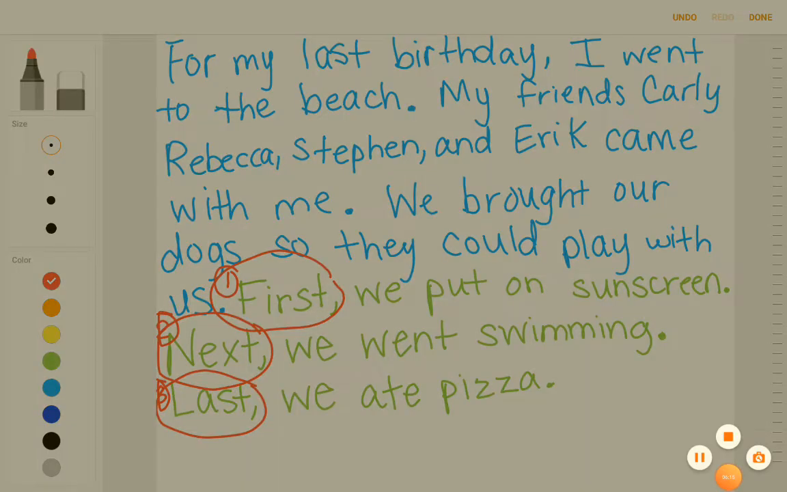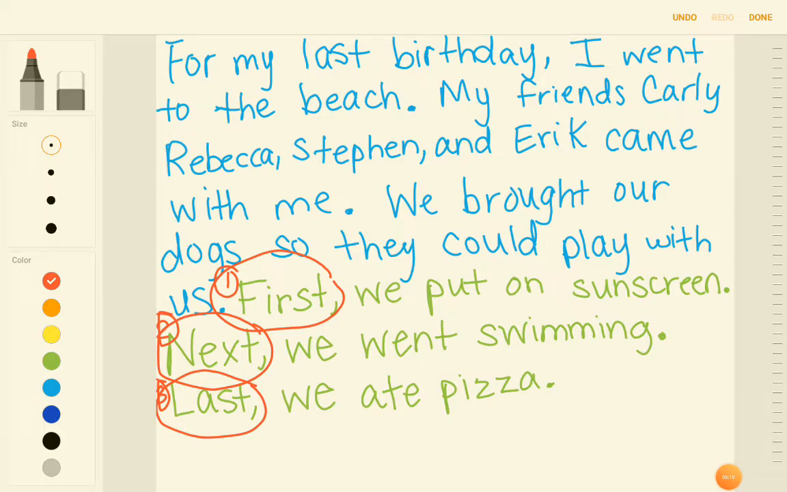So we added our transition words, and we added 3 extra things that happen in our story. So that means now we should have 6 sentences. Let's count and make sure. 1, 2, 3, 4, 5, 6. Yes, 6 sentences. Okay, our writing is really starting to come along.